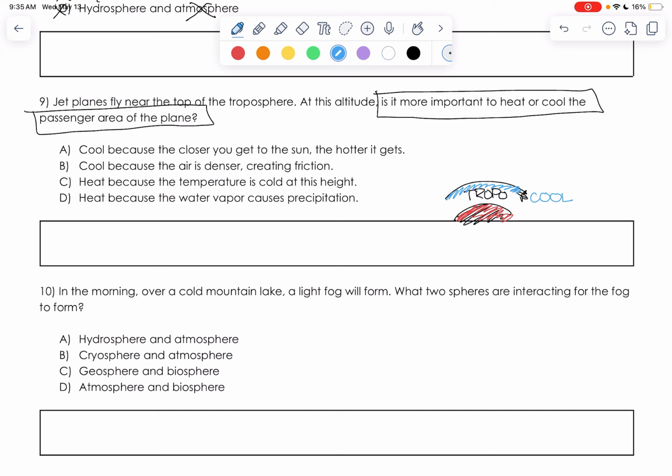That being said, is it going to be more important to heat or cool the passenger area of the plane? If it's cool, cold is a better word, up here high in the atmosphere, then it's going to be more important to heat. So more important to heat, it's either going to be C or D. C says heat because the temperature is cold at this height. That's a good answer. D says heat because the water vapor causes precipitation. That is not true. C is our answer. We do not want to cool it.